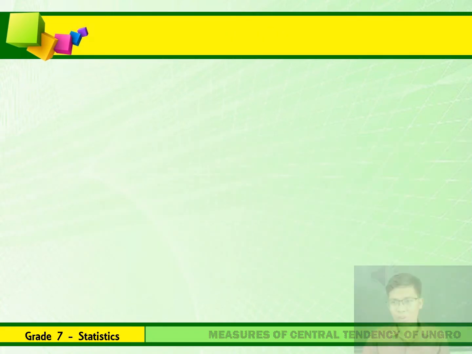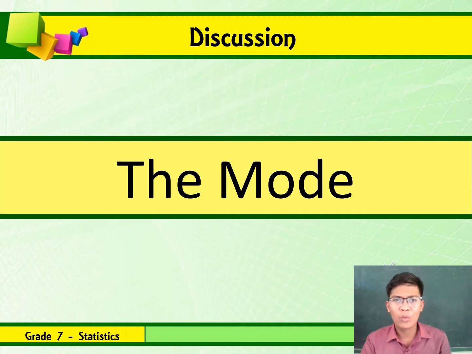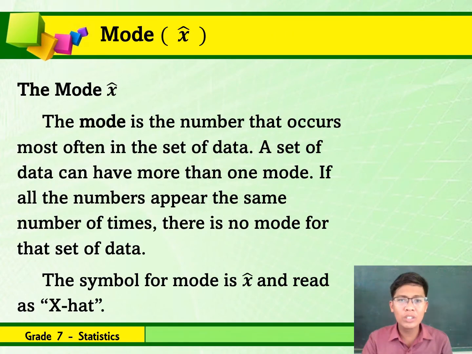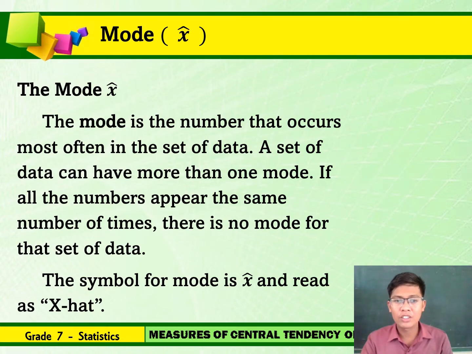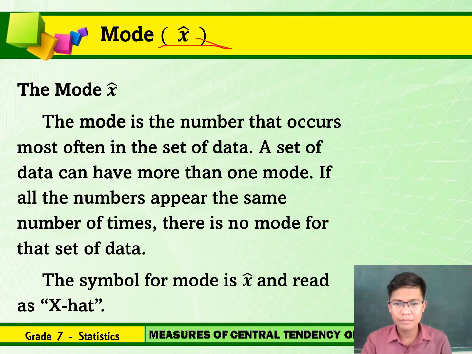So since we're done with some illustrations, I will ask you now, how can you define the mode? Mode is the data values that appear the most in the set. Okay, very good. So as you can see, class, the mode is the number that occurs most often in a set of data. A set of data can have more than one mode. So that is what you call the bimodal, multimodal, and especially the no mode. If all the numbers appear the same number of times, there is no mode for that set of data. And the symbol for mode, like this, can be read as X hat. Are we clear?